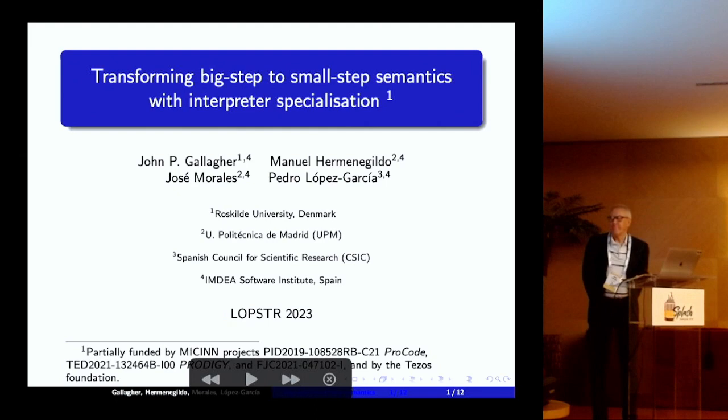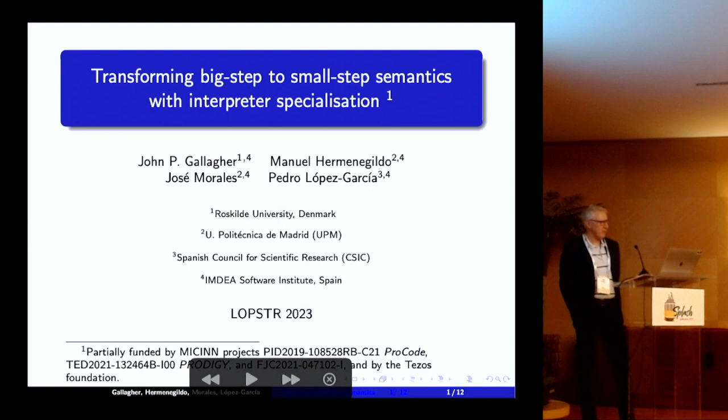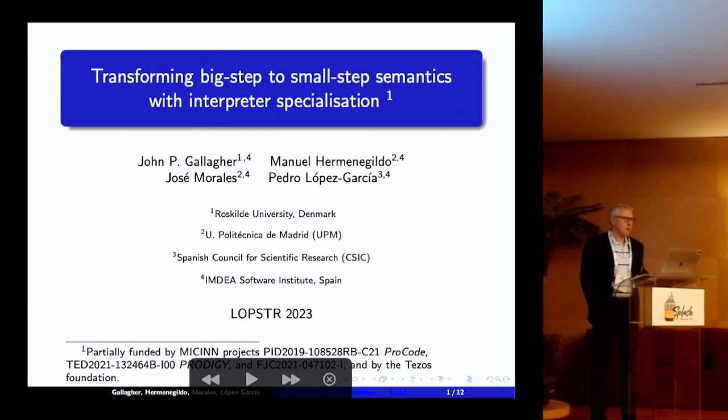Good. So in a short time, I hope to show you what we're doing. It's very much work in progress, research in progress, as it's a short paper. And my co-authors, Manuel, José, and Pedro, have had many, many discussions about the use of semantics, big step and small step semantics, for transforming programs into horn clauses, which has arisen in a couple of papers today.